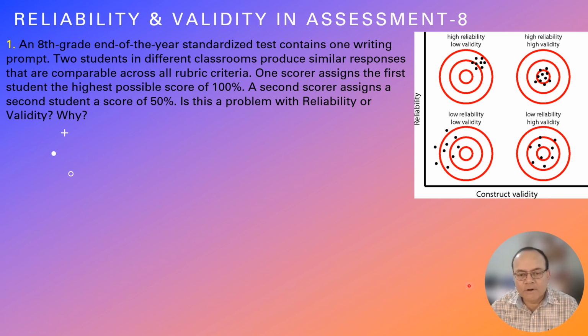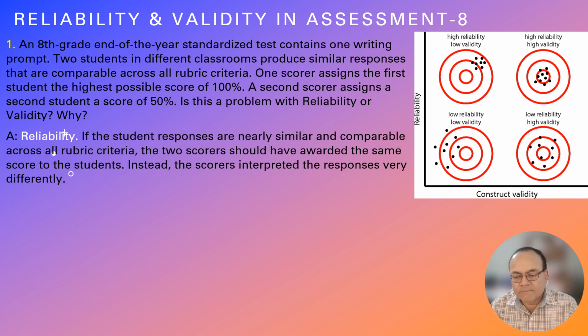Now, is this a problem with reliability or validity? Notice this sentence is the most important. Two students in different classrooms produce similar responses that are comparable across all rubric criteria. Both have fulfilled their rubric criteria, and the results of both are comparable. But the second scorer has assigned 50, and the first scorer has assigned 100. This is a problem with reliability. If the student responses are similar and comparable across all rubric criteria, the two scorers should have awarded the same score to the students. Instead, the scorers interpreted the responses very differently.